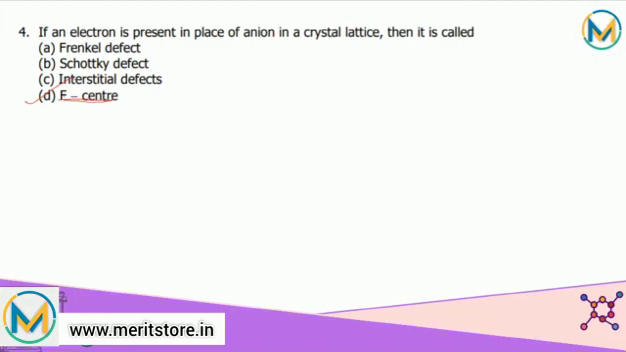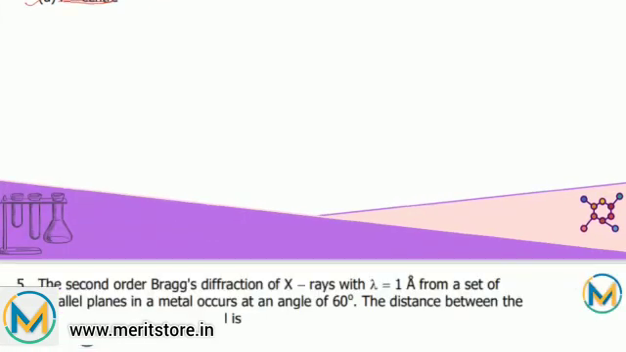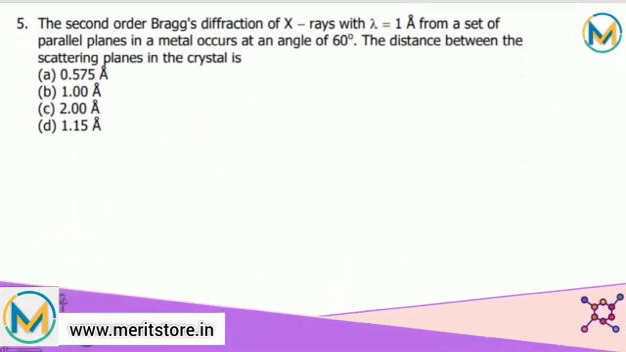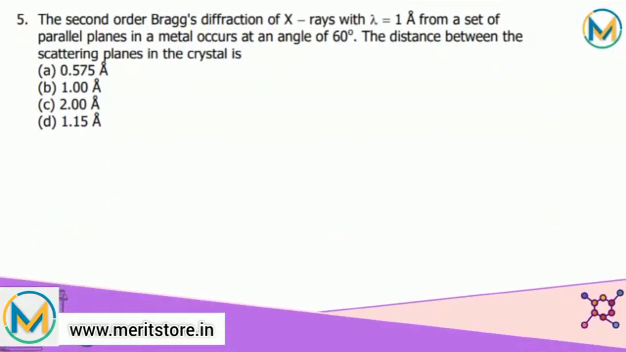Looking towards the next question. The second order Bragg's diffraction of X-rays with lambda equal to 1 angstrom from a set of parallel planes in a metal occurs at an angle of 60 degrees. The distance between the scattering planes in the crystal is.